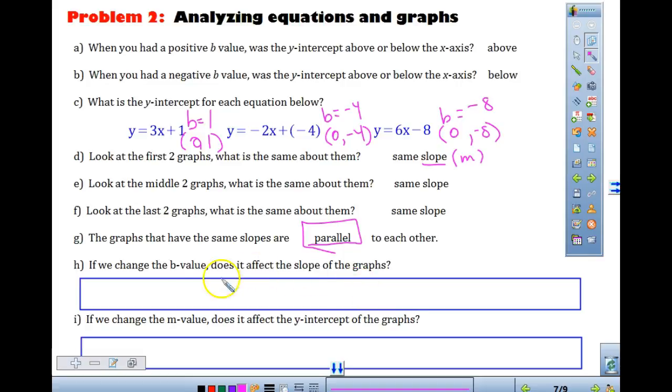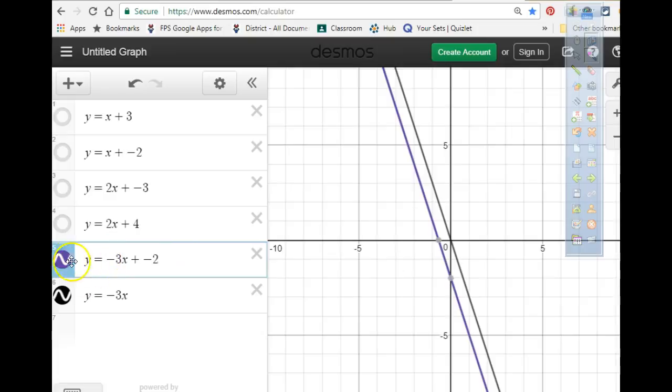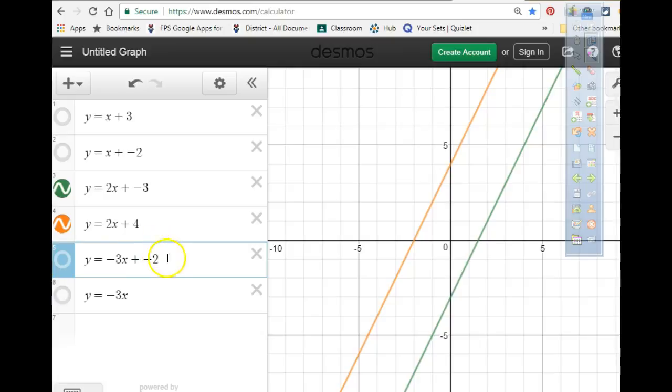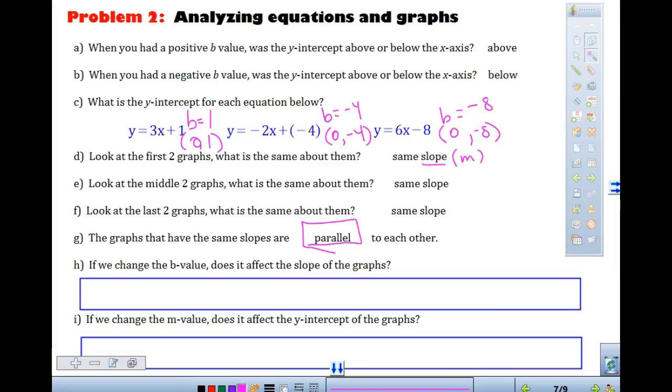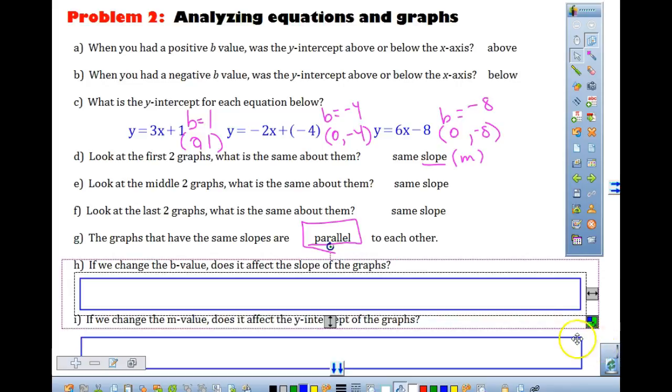Quiet. If we are looking at this next one, it says if we change the B value, does it affect the slope? Yeah. It'll change the weight. Okay, so some of you are saying yes. So let's look at the middle two. If I look at those middle two graphs, they have the same slope, and the y-intercept in the first one was -3, and the second one is 4. Does it change the slope, the slant of the line? No. So we want to go back here, and it says, if we change the B value, does it affect the slope of the graph? Our answer should be no.